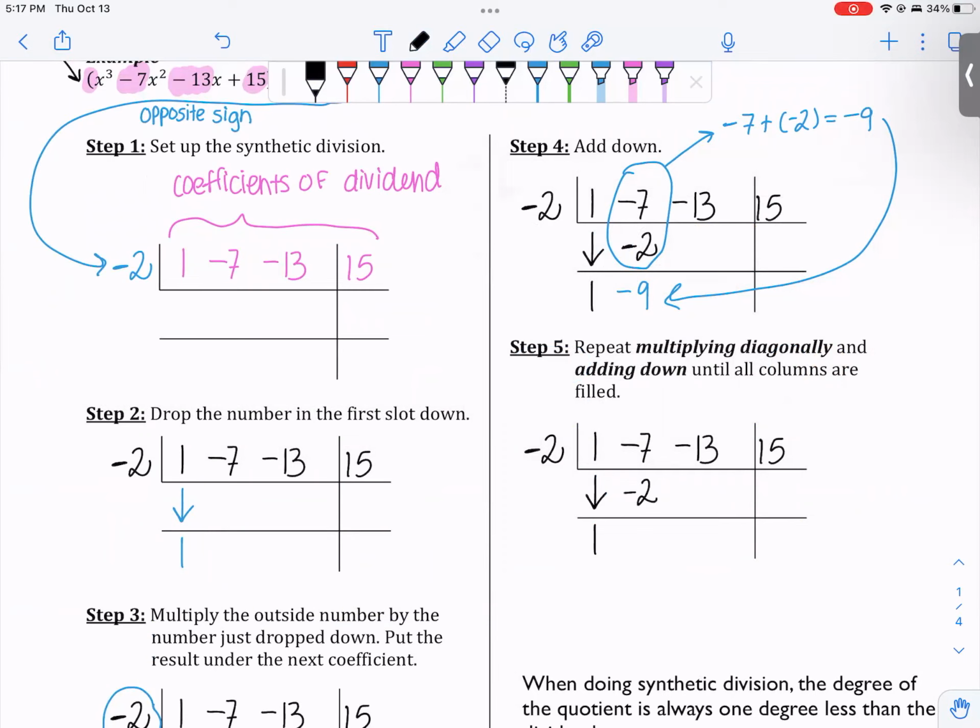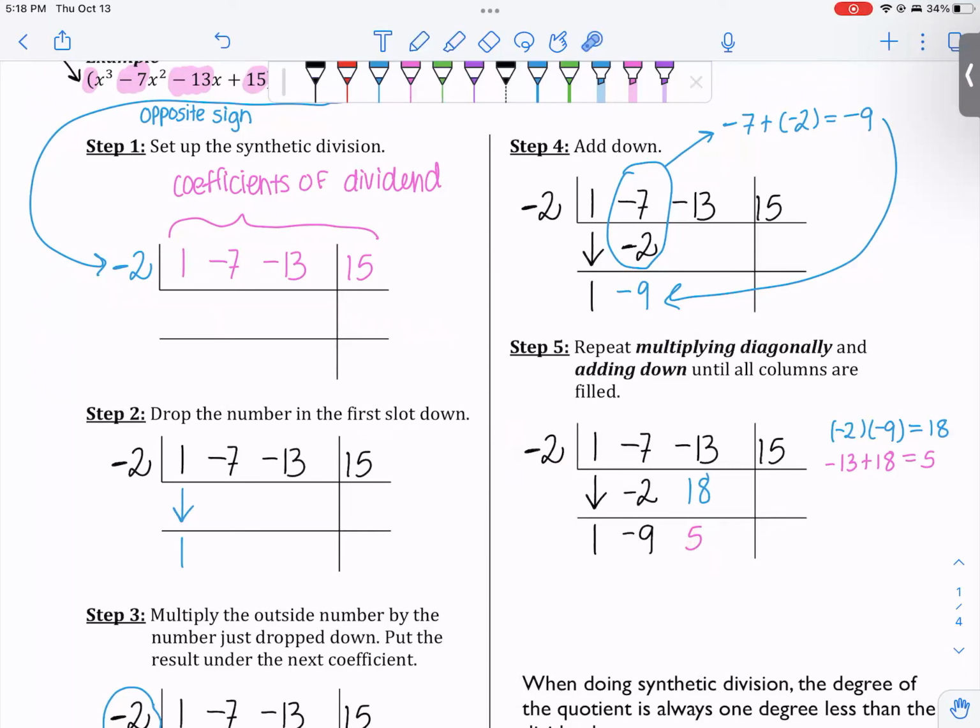All right, so we did negative 2, negative 9. Next, take this new number right here and multiply it by this number. You're always taking whatever number's down in this bottom row and multiplying it by the number on the outside, and then you're always adding down. So my next step is negative 2 times negative 9, which is positive 18. So I put positive 18 here. Negative 13 plus 18 is 5. So I put a 5 here.